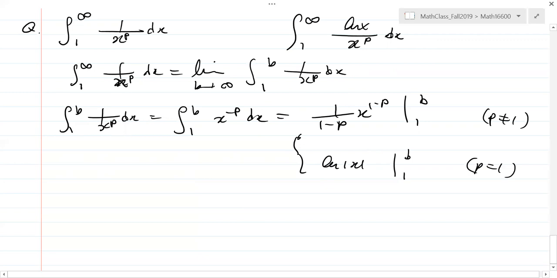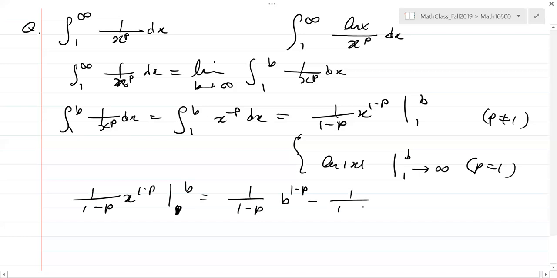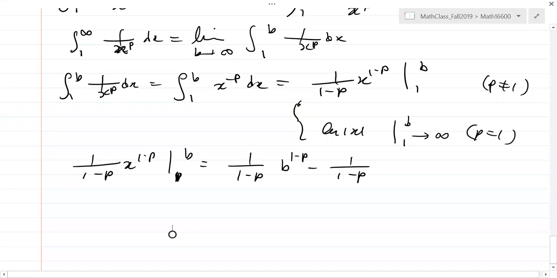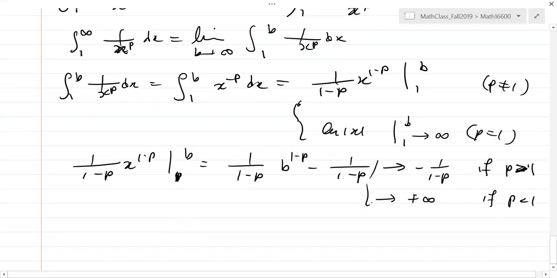Then clearly the second one approaches infinity, right? This approaches infinity when b gets larger and larger because of natural log of b. But take a look at this one. It's going to be b to the 1 minus p over 1 minus p, minus 1 over 1 minus p, because this is 1, okay? So when you plug in 1 for x, you get this. So this one has a limit only when 1 minus p is negative, okay? This one approaches negative 1 over 1 minus p if p is greater than 1, okay? And this approaches infinity if p is less than 1, okay? So that's the two parts.